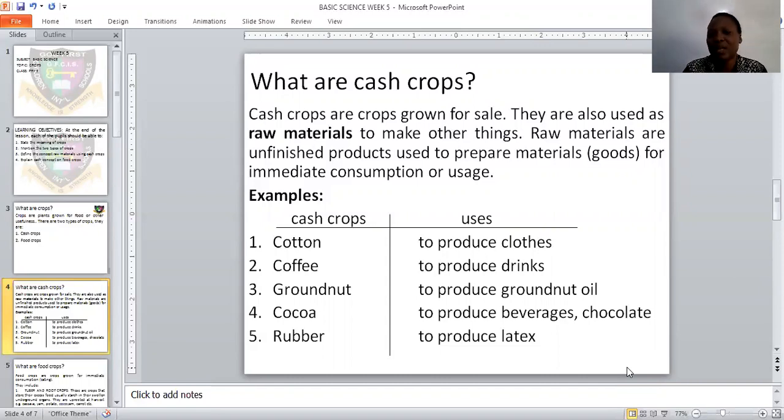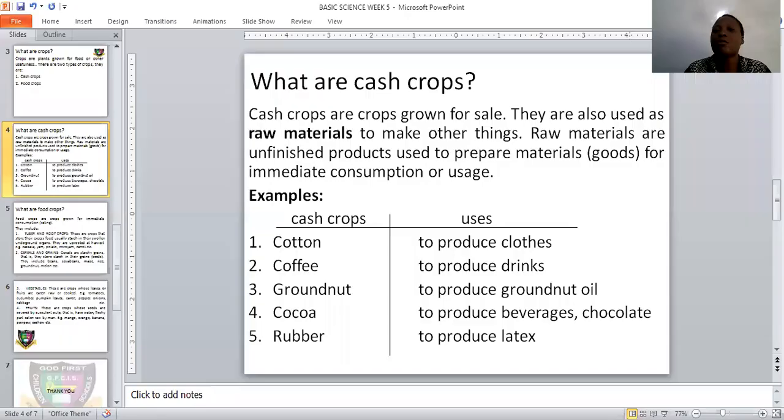Yes. Then we have cocoa. Cocoa is used to produce beverages or chocolates. Then we have rubber. Rubber is used to produce latex. Then we are going to look at the other type of crop.